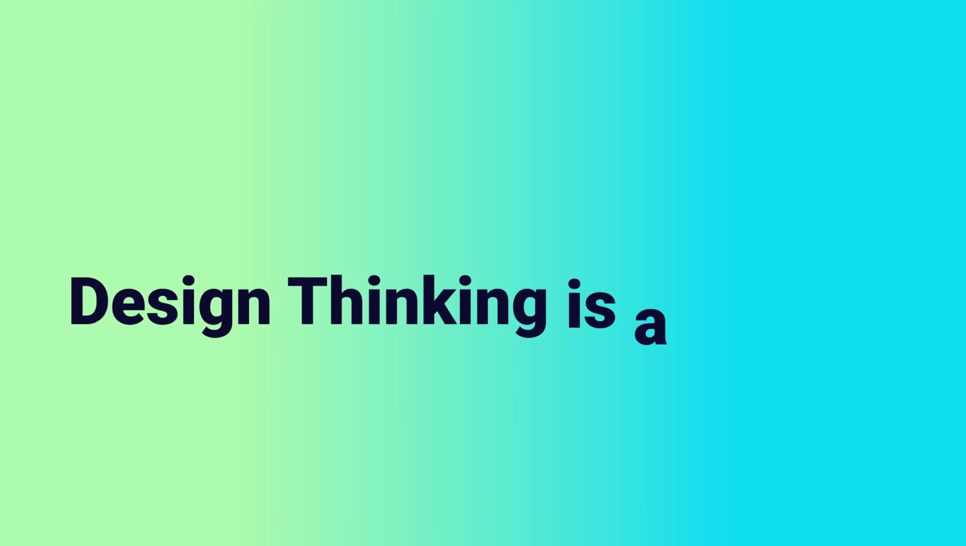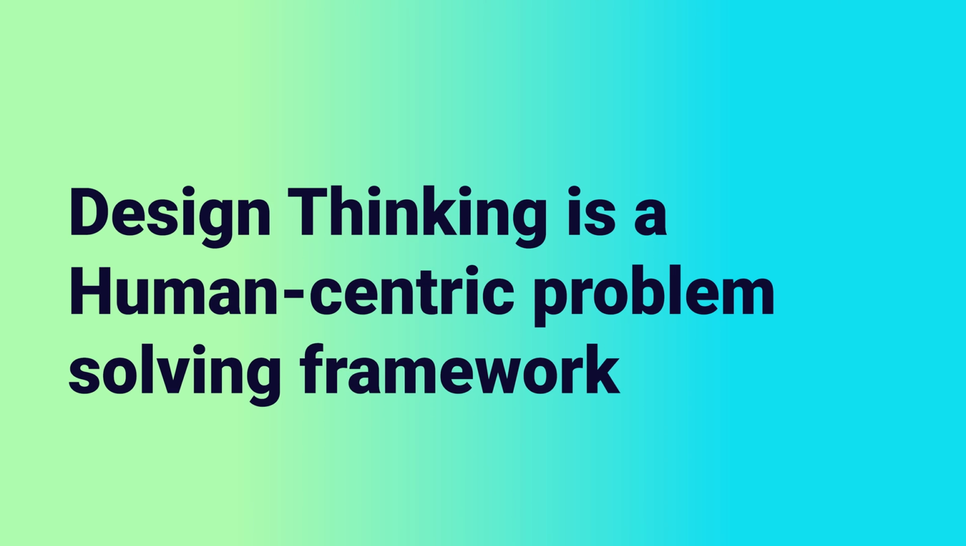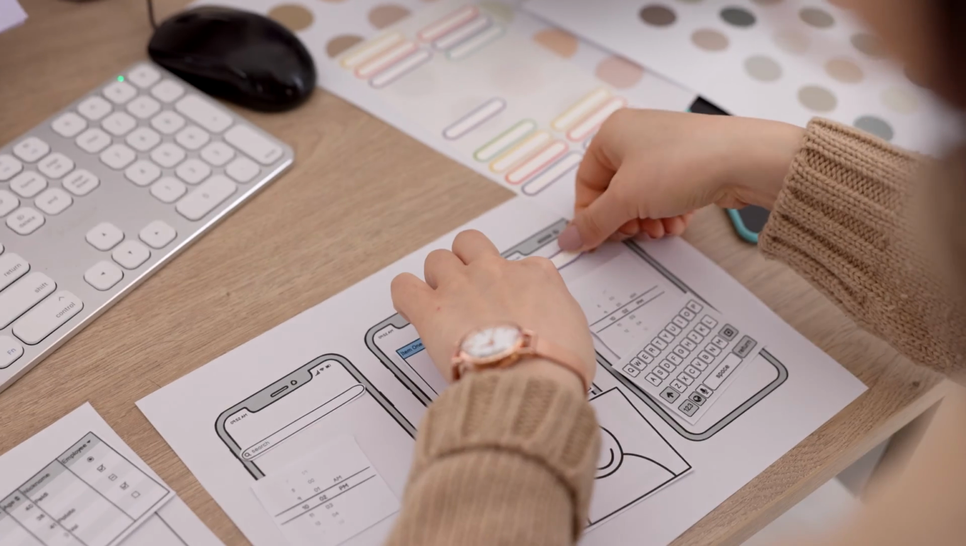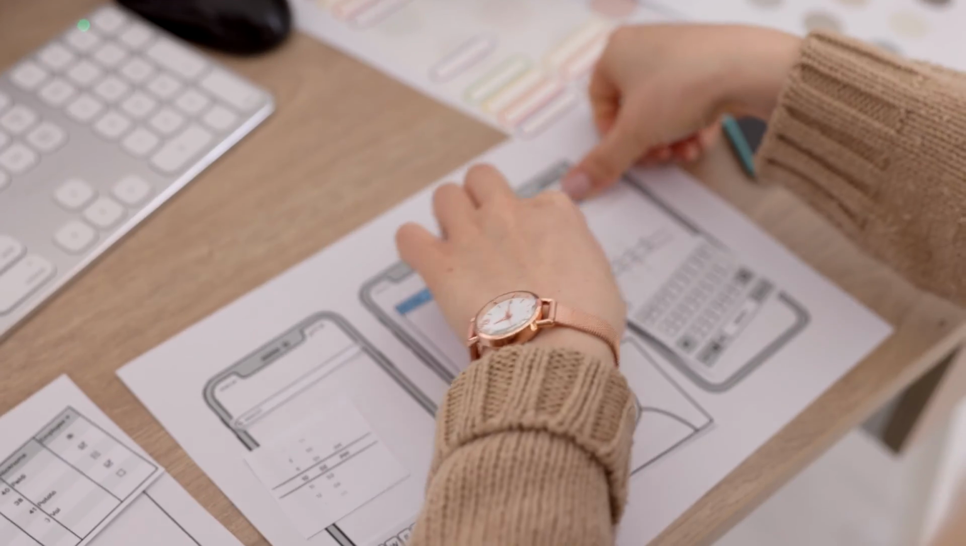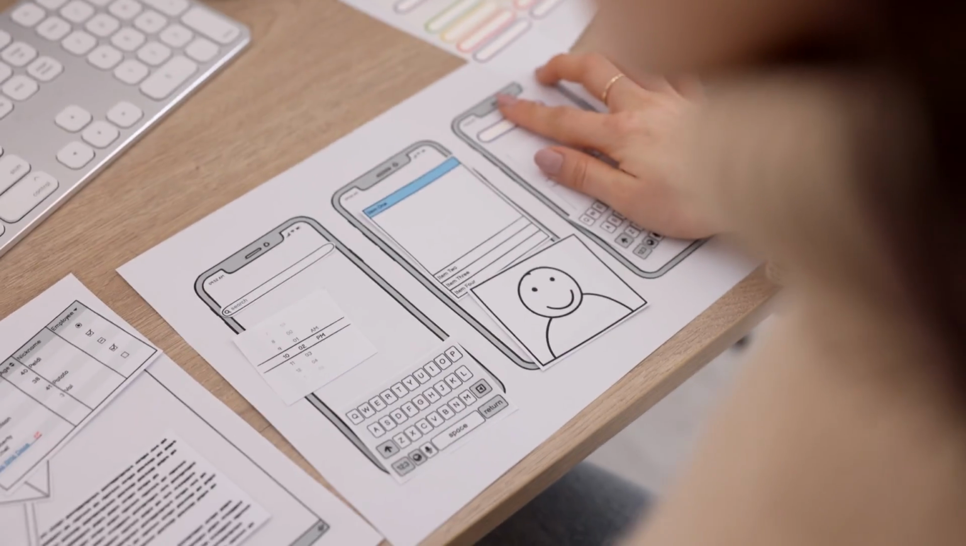Design thinking is a human-centric problem-solving framework which emphasizes understanding the user needs, their goals and motivations to create solutions that are not just functional but also desirable. Design thinking can be used to solve problems as big as climate change and as small as what color to use in your UI button. Because of this flexibility, design thinking is one of the most commonly used design frameworks.